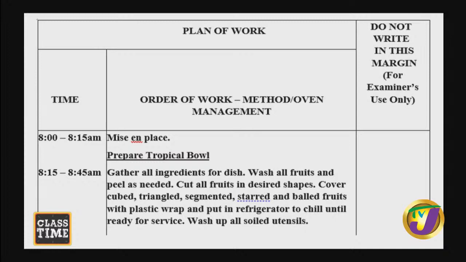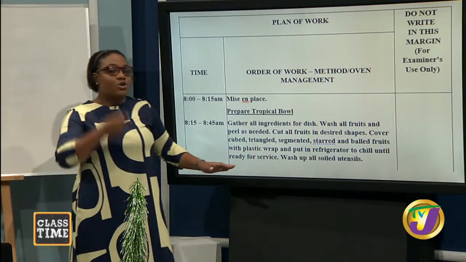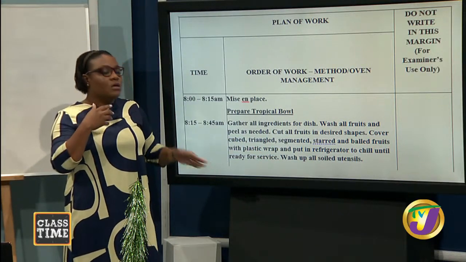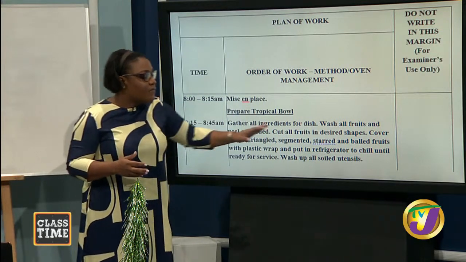And then you begin your time slots of your 30 minutes. And you can indicate what exactly you're going to prepare. So we're going to start with our tropical bowl because our tropical bowl should be served chilled. Not room temperature. So when we do this, we're going to put it in the refrigerator. We put it to chill. And that should be mentioned in the time plan in this area, so that the examiner knows, oh, so it should be cold. It should not be room temperature. So all of that is mentioned here.